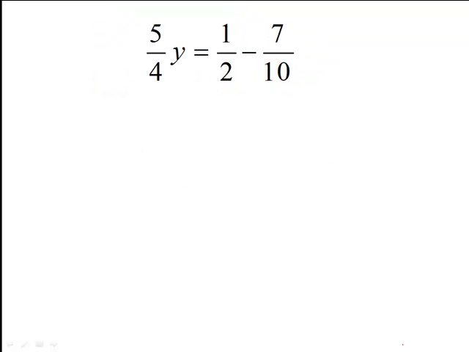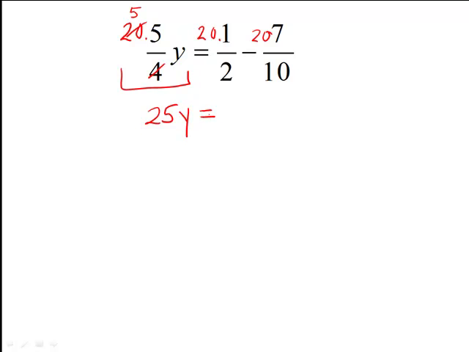Here's another equation with fractions. So we're going to find the common denominator. This time we're going to have to go higher than 10. So how about 20? So we'll multiply every term on both sides by a 20. And then we'll clean up. The first one, 4 will go into 4 one time, and into 20 it will go 5 times. So we have 5 times 5 is 25y.